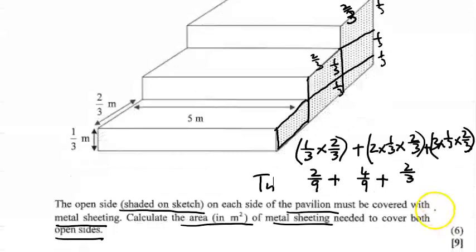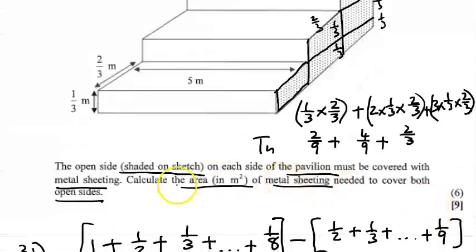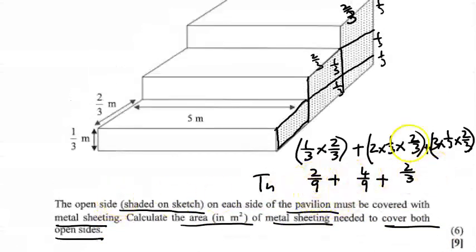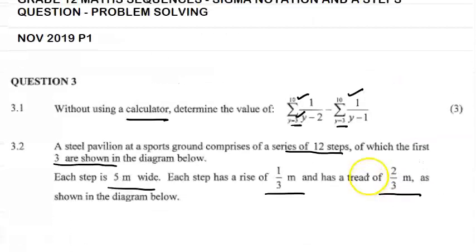So now let's go and look at the question. It says calculate the area in square meters of metal sheet needed to cover. Remember, it's both open sides. So this is just the area of one open side. And also in the question, they tell us that there are 12 steps.